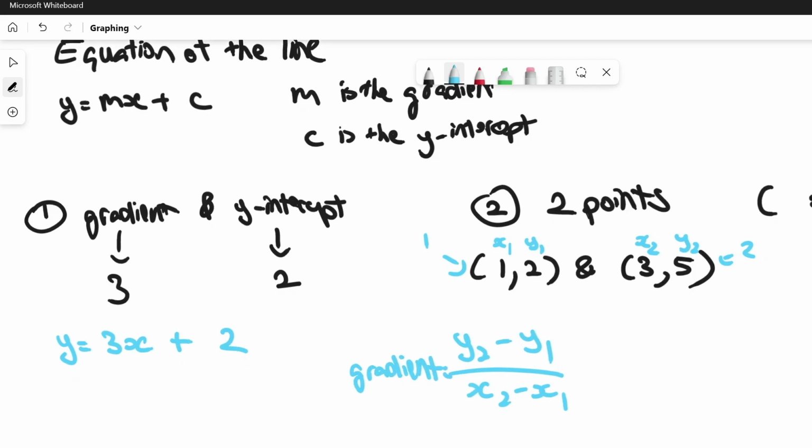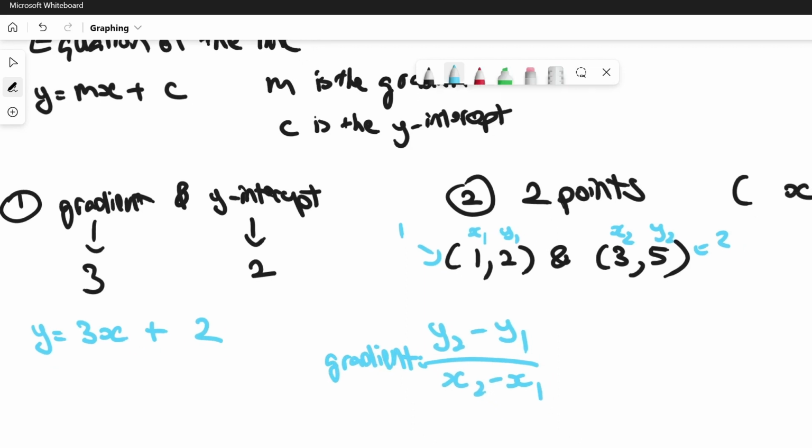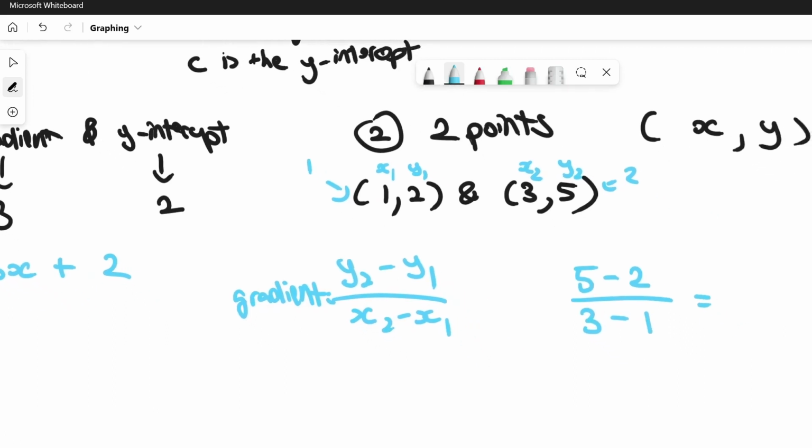So in this specific scenario though, we've got our y2 is 5 and our y1 is 2. So that would be over x2, which is 3, minus x1, which is 1. So if we work that out, it's 3 over 2. So that's our gradient. Our gradient is 3 over 2.